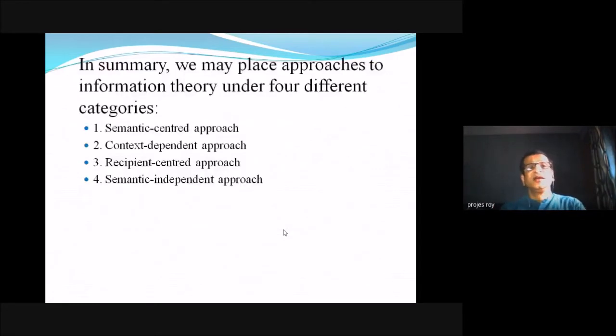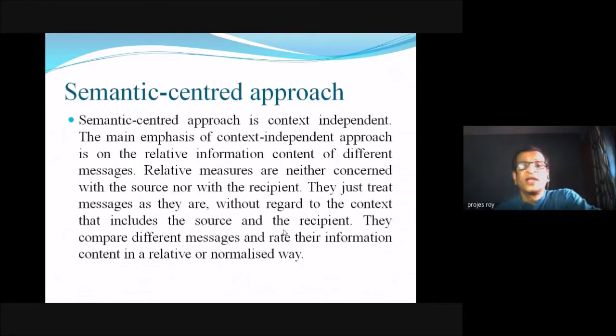Now, here you can see, we may place approaches to information theory under four different categories: semantic-centered approach, context-dependent approach, recipient-centered approach, and semantic-independent approach. The main emphasis of the context-independent approach is on the relative information content of different messages. Relative measures are neither concerned with the source nor with the recipient. They just treat the messages as they are, without regard to the context that includes the source and the recipient. They compare different messages and rate their information content in a relative, normalized way.